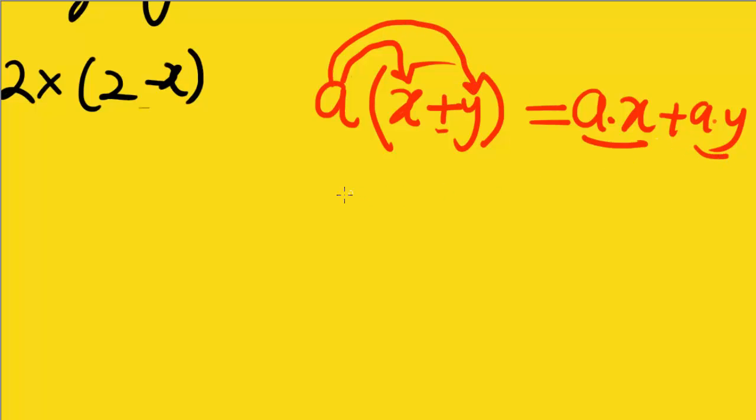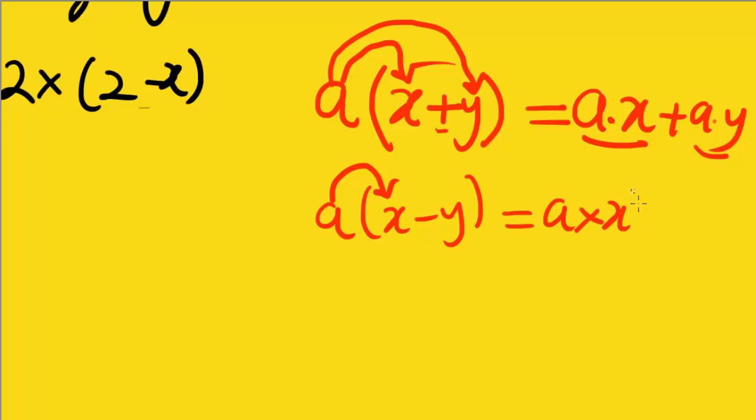You keep it there. So I'll do another one. So you had a into x minus y. You multiply the term outside the bracket by the first term, giving you a times x. I'll drop the dot notation. And you keep the sign, and then you multiply the term outside the bracket by the other term, a times y. That's all you do.